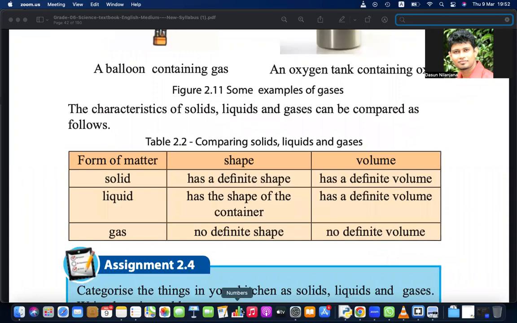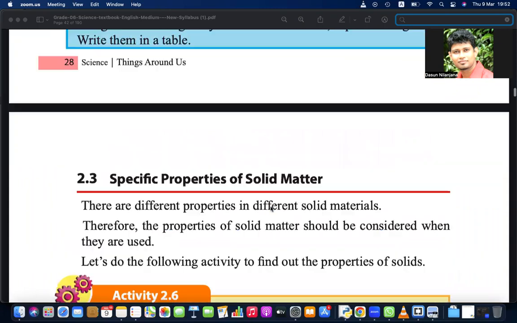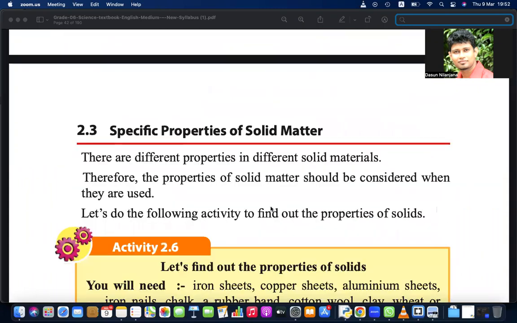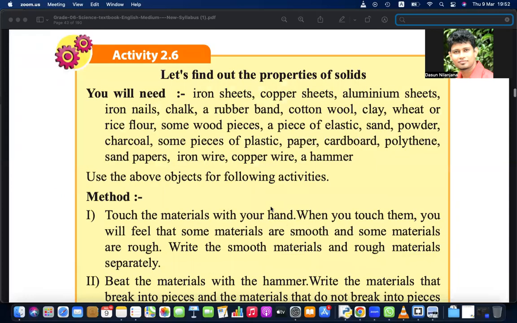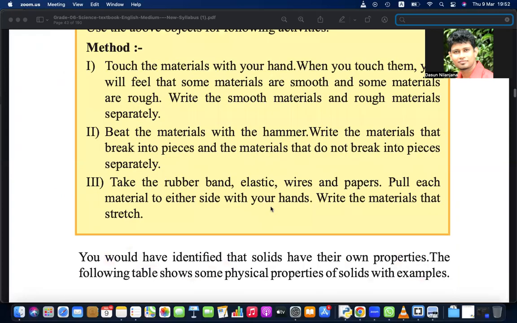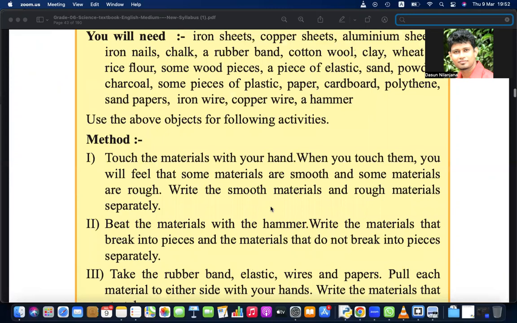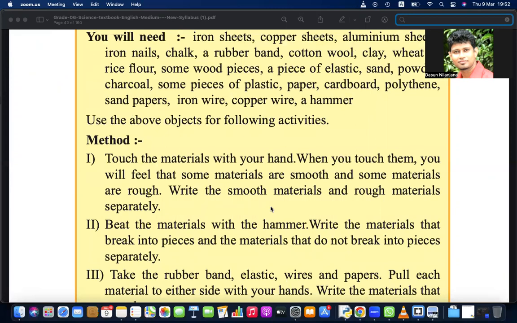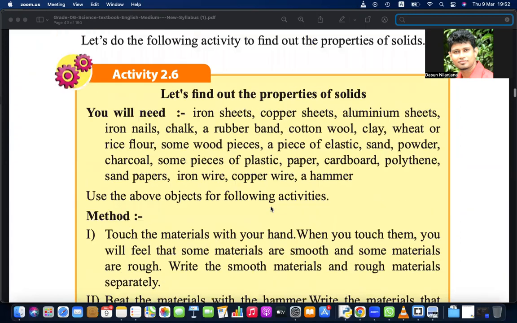Right. Okay, we have learned about the basic properties of that. And then the special things, like what will happen when you touch? When you feel some materials, some are smooth, some are rough.